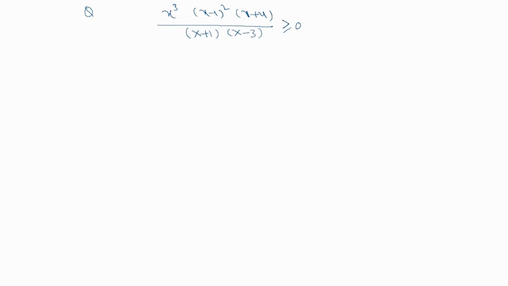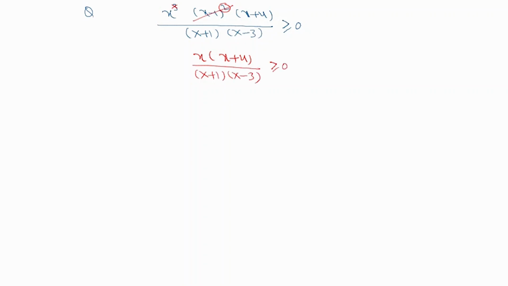Now solve this inequality. In this question, I see an even power. Rule number 1 says if there is any expression in the inequality which doesn't change sign, I'll remove the expression from the inequality keeping the sign. So I'll remove (x minus 1) whole square. And about odd power, we already know we can remove the power. So I can simply write it as x into (x plus 4) upon (x plus 1)(x minus 3), and it should be greater than or equal to 0.